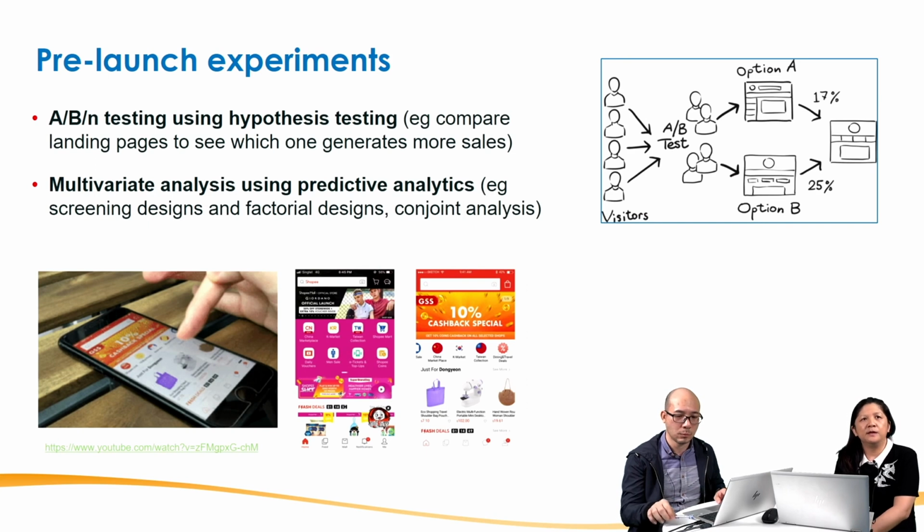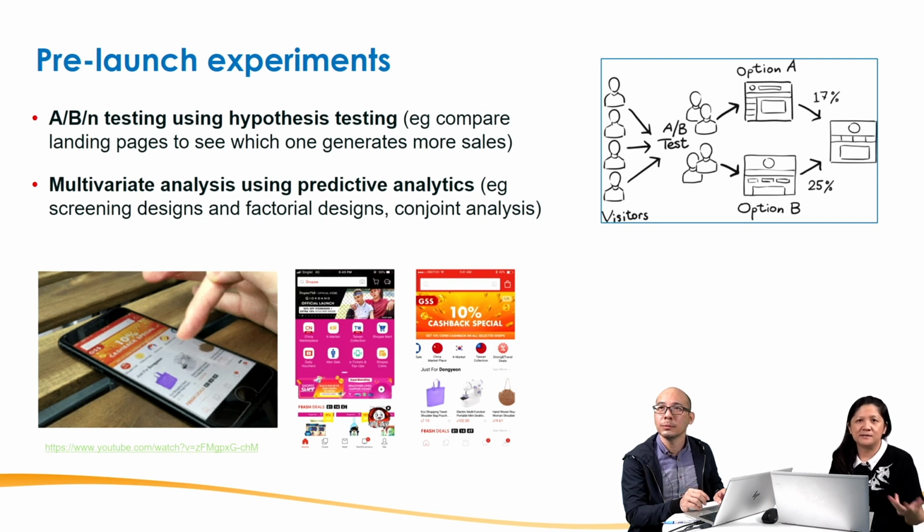So it turns out that we can actually conduct experiments before the launch of our products as well as after the product launch. Before the product launch, we can use different statistical techniques depending on how many factors or variables you're interested to test. In the simplest case, if you're interested to test just one factor, you can make use of this tool called A/B testing.